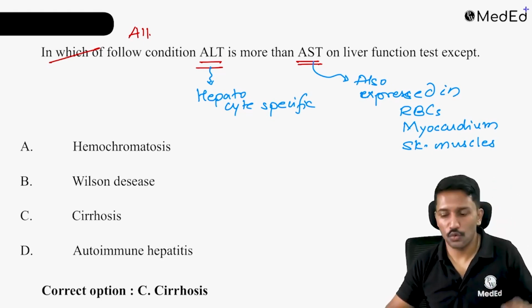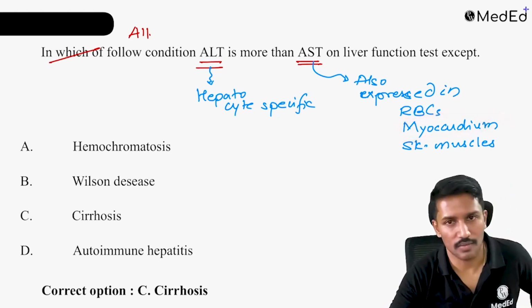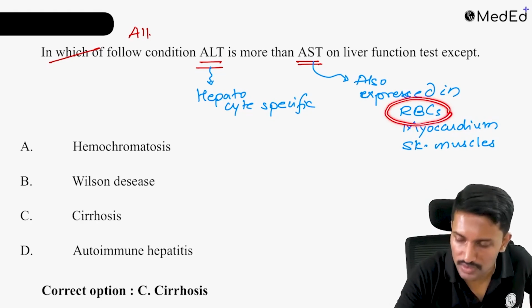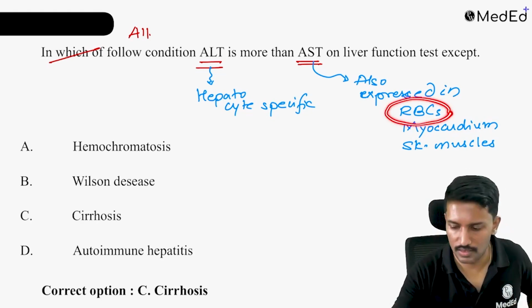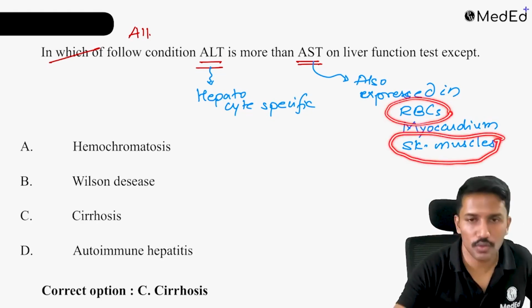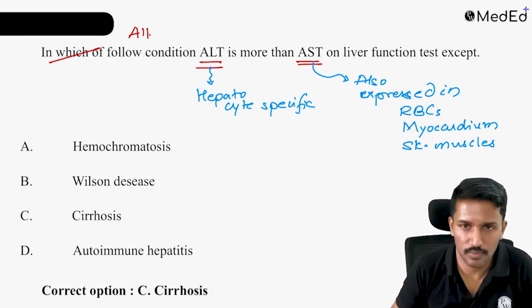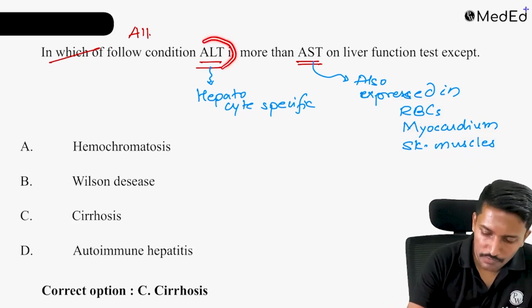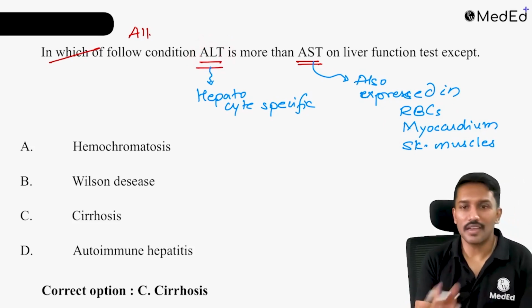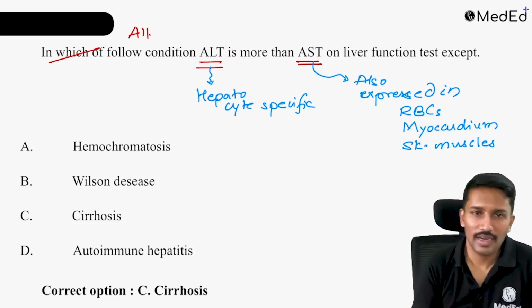So if I have a patient who has got MI, I can have raised AST. If I have a patient who has got hemolysis, I can have raised AST. If I have a patient with rhabdomyolysis, I can have raised AST, right? So if ALT is elevated, it indicates more of the hepatocellular damage.